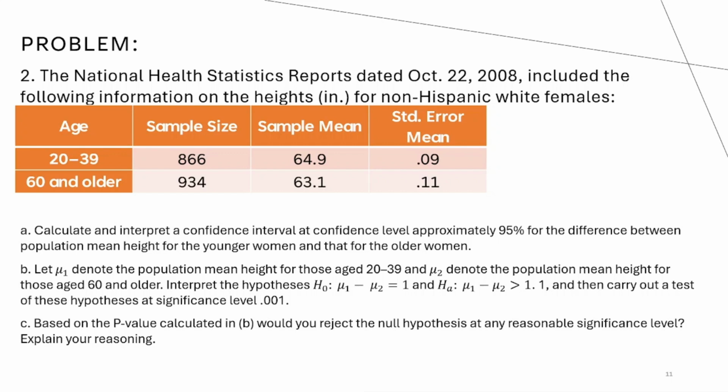And we have means. So the first thing that it's asking us to do is to calculate and interpret a confidence interval at a confidence level of approximately 95% for the difference between the population mean height for the younger women and for that of the older women. So we're looking for a confidence interval that expresses a range around our point estimator, our point estimator being the difference between the height of younger women and older women.